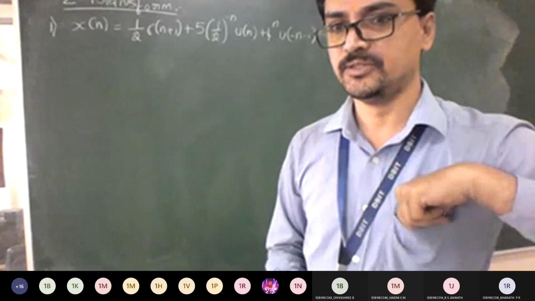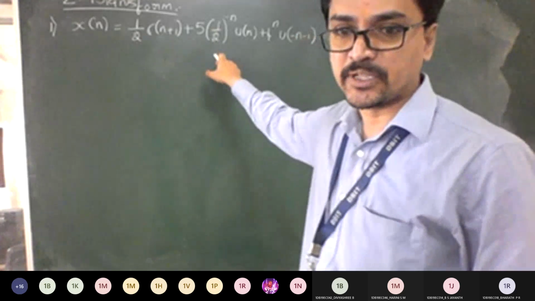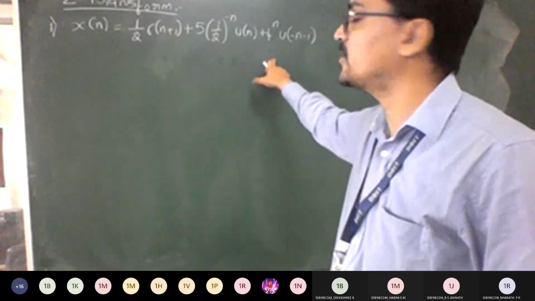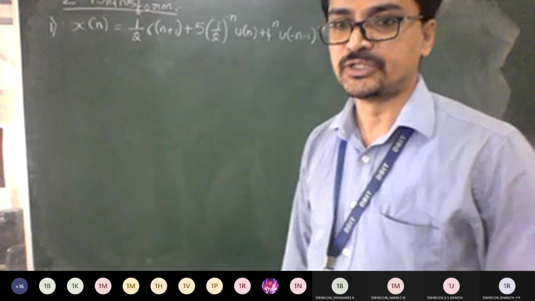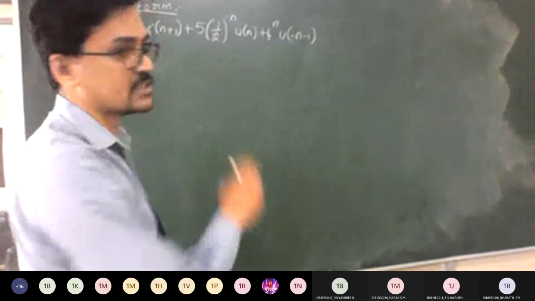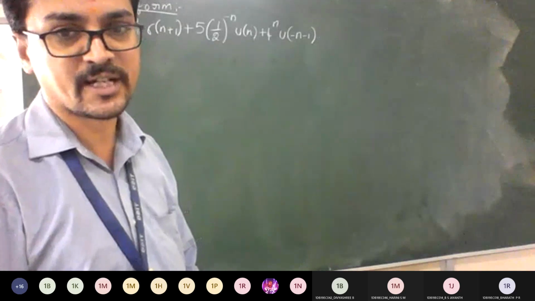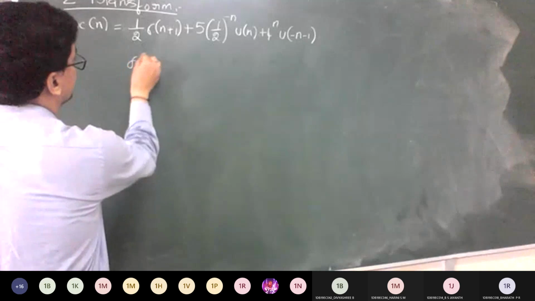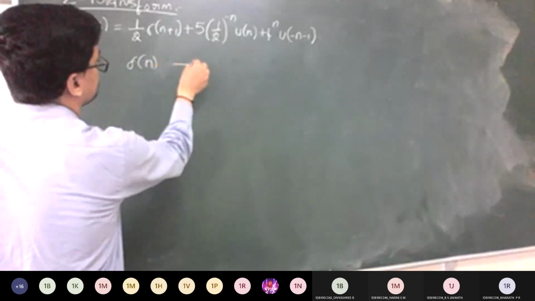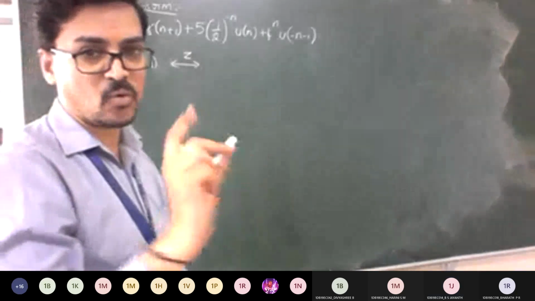Good. So you know what the delta function is. Then you know the form a power n into u of n. Then you have a power n into u of minus n minus 1 form. So we'll try to write them individually first, then combine all together in the final equation. That is the way you are supposed to solve. I hope everyone remembers the Z transform for the delta n function. It is 1.